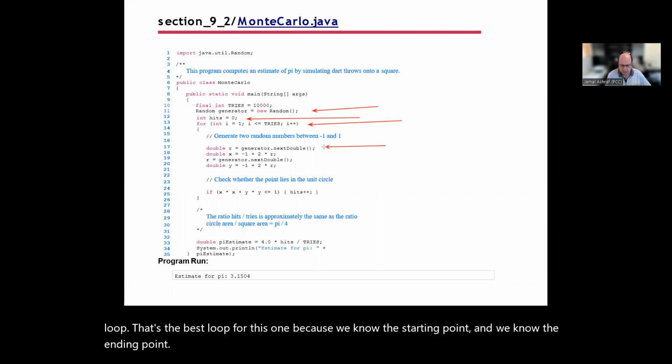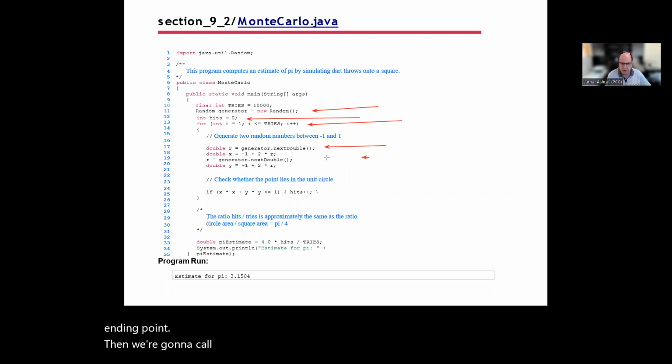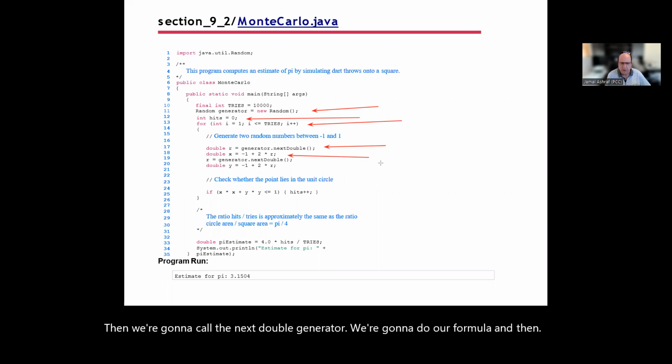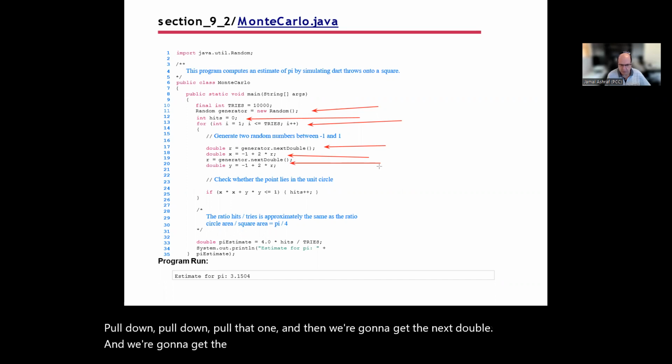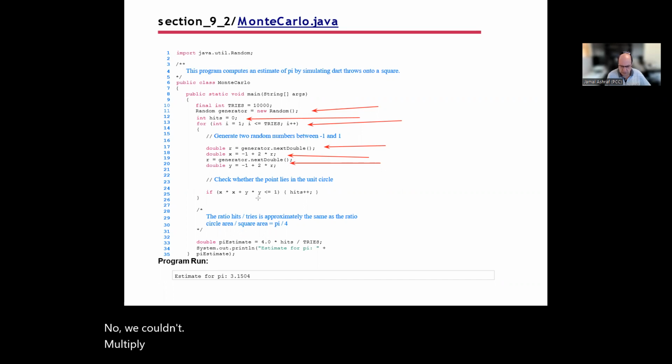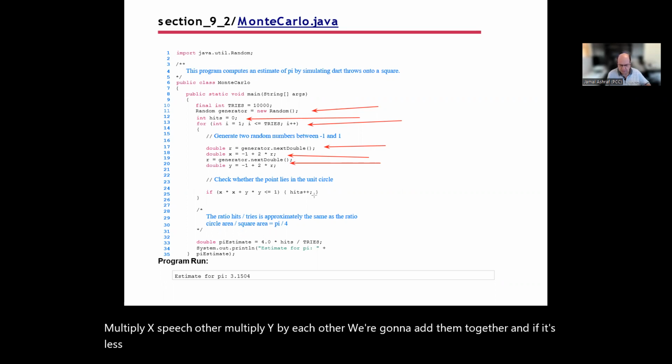Then we're going to call the next double generator. We're going to do our formula for that one, and then we're going to get the next double, and we're going to get the y. So we have the x and a y. Now we're going to multiply x by itself, multiply y by itself. We're going to add them together, and if it's less than 1, that's going to be a hit. That means it's inside.